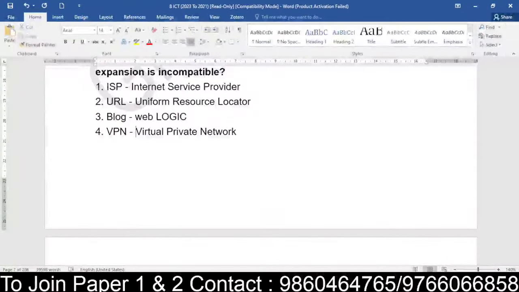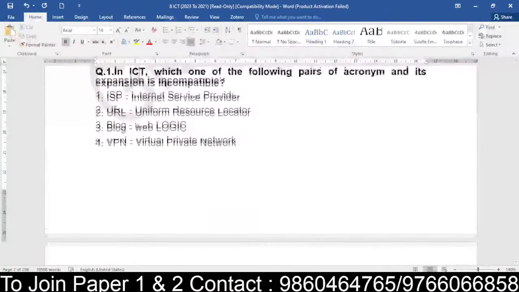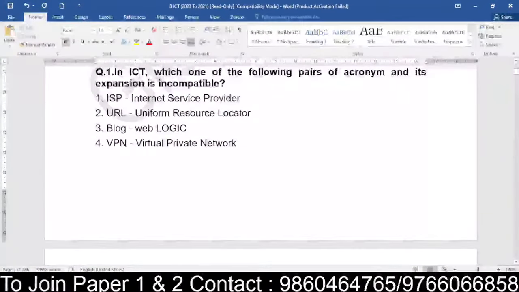So question number 1 is talking about incompatibility. Which option is incompatible? If you see option C, ISP is Internet Service Provider, URL is Uniform Resource Locator, which is very easy and used in a lot of answers. Block is V logic, something which is not in the correct place, and it stands to be the odd man out.